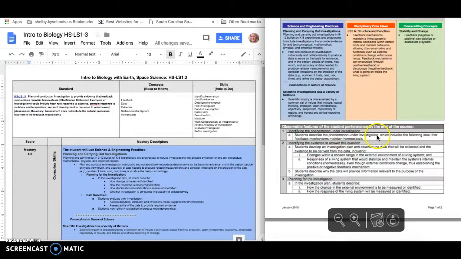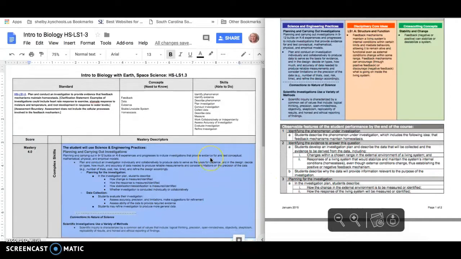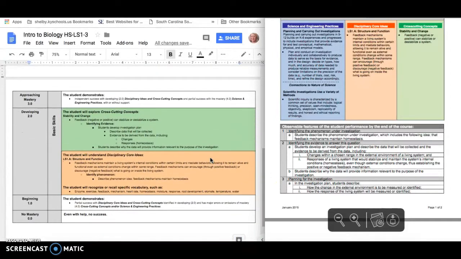Student describes the phenomenon under investigation, which includes the following idea, that feedback mechanisms maintain homeostasis. I'm going to look at my basic skills that I've already plugged in, and then I'm also going to look at 2, identifying the evidence to answer the question. Student develops an investigation plan and describes the data that will be collected and the evidence to be derived from the data, including changes and responses.